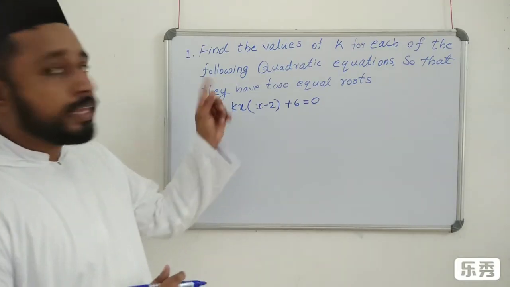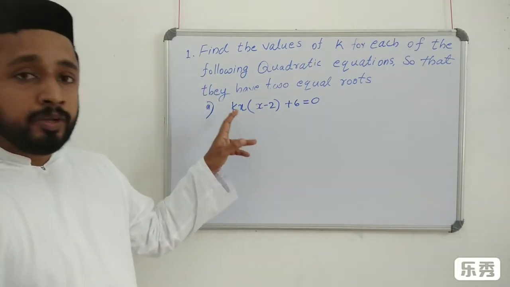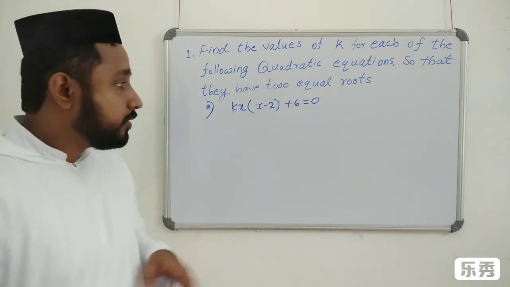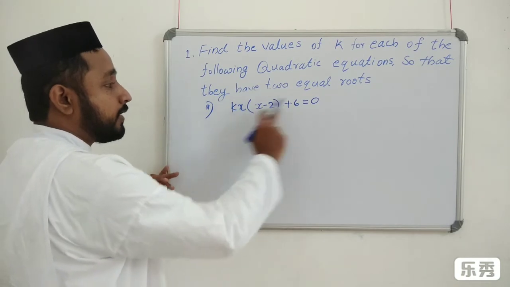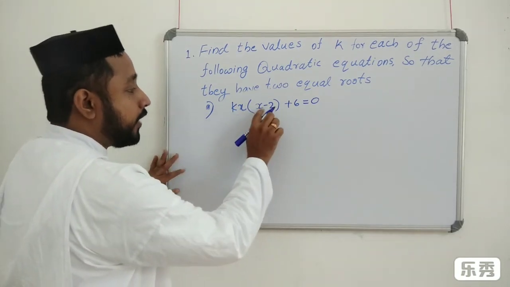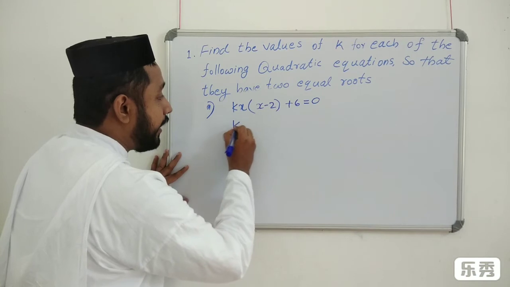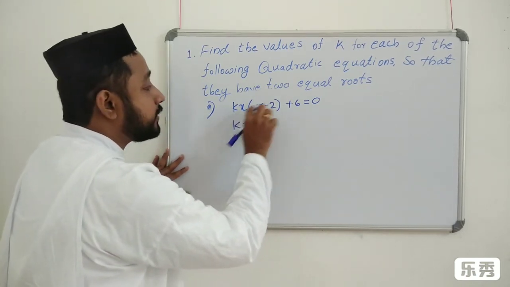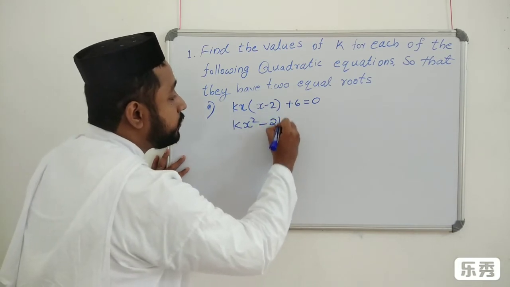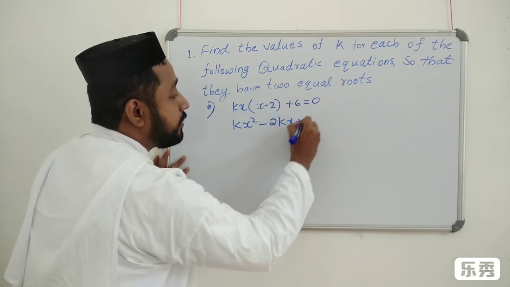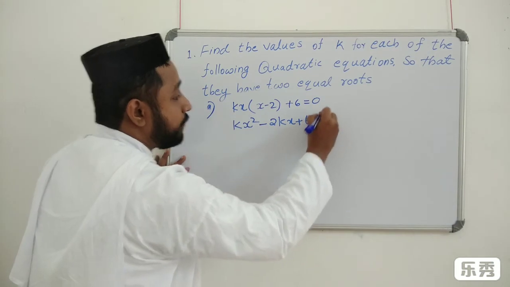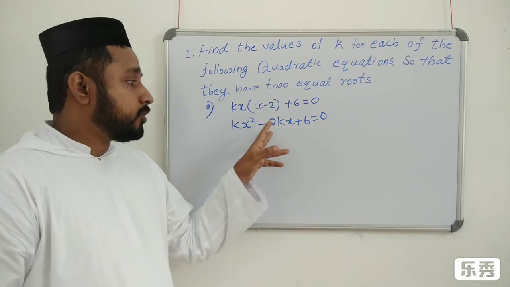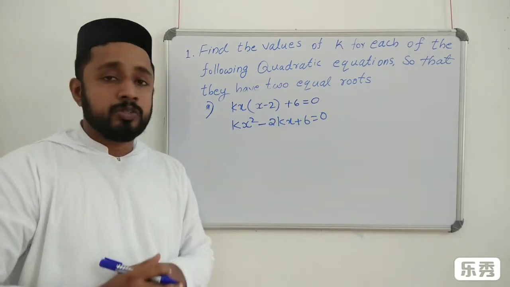Let us consider another example. We have to find the value of k. We have two equal roots for this equation. So first we are going to expand this equation. Kx into x is kx square, minus kx into 2 is 2kx, plus 6, which is equal to 0. We expanded this equation. We got kx square minus 2kx plus 6 equal to 0.